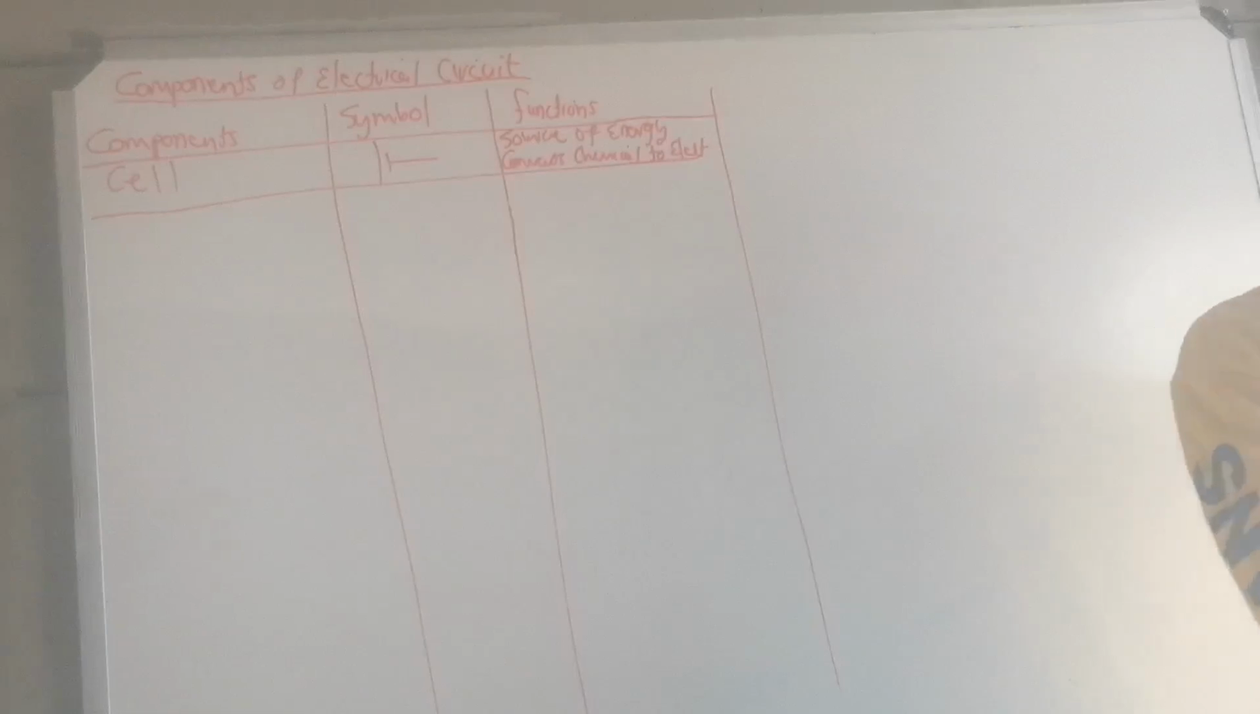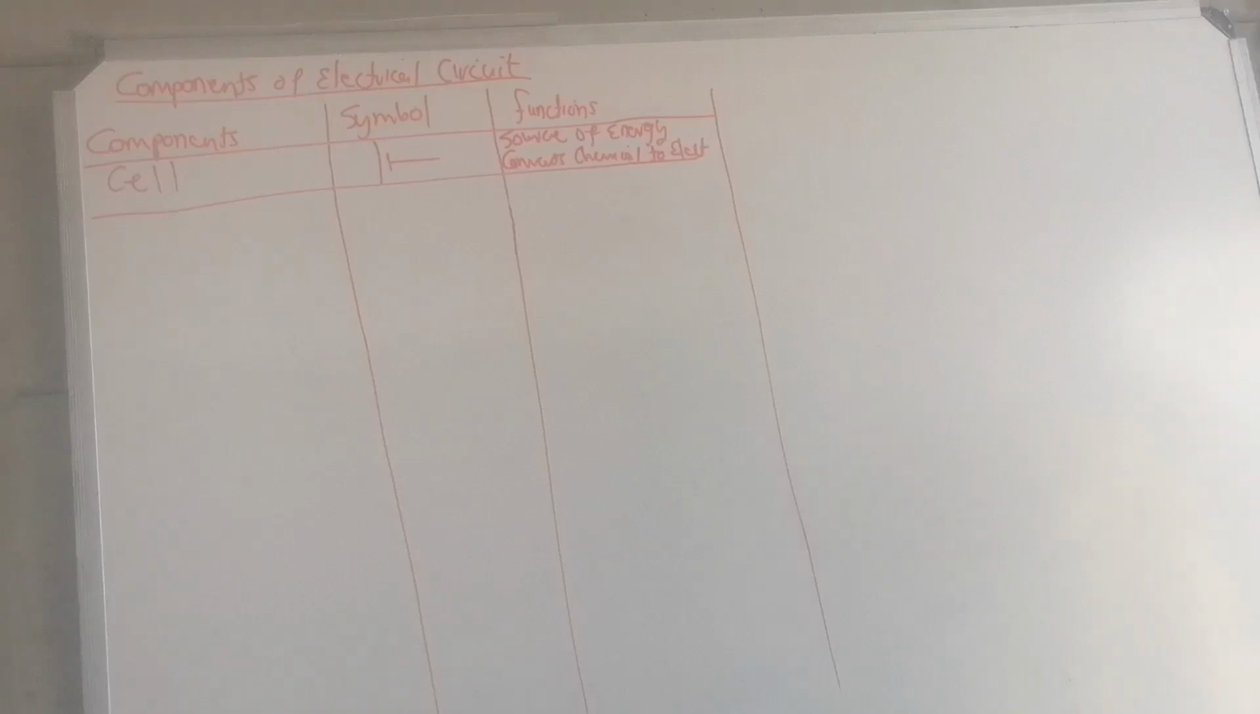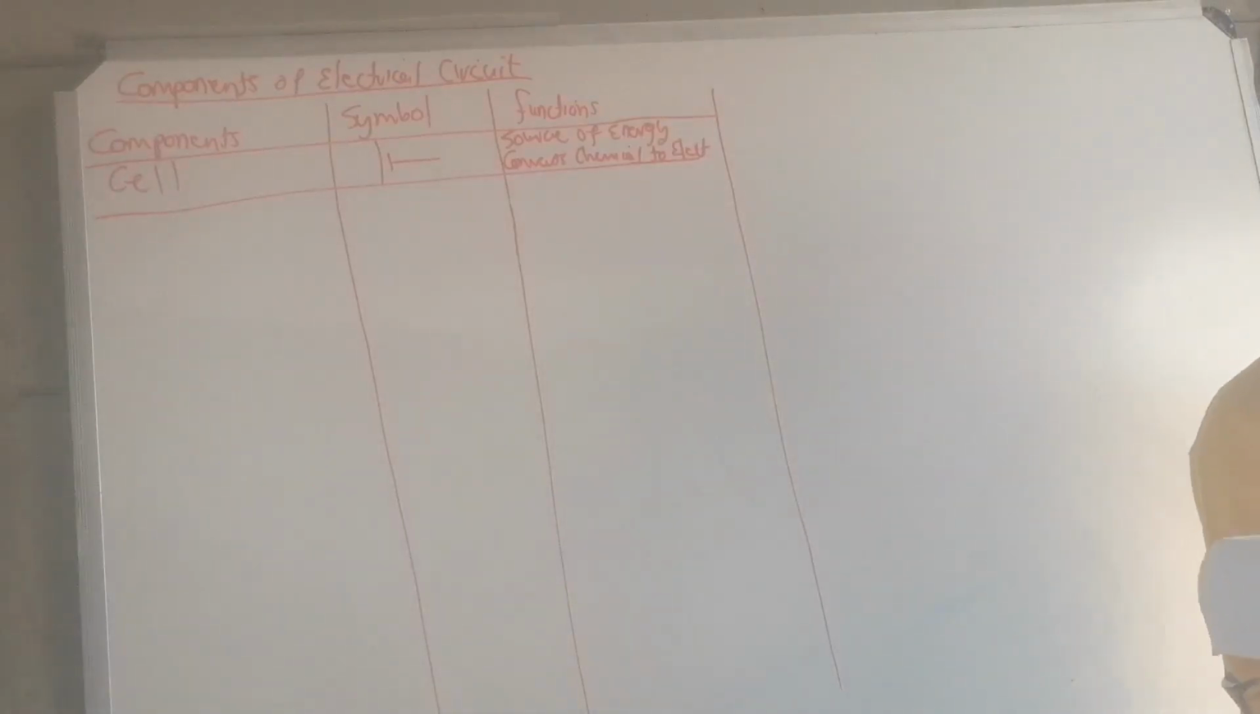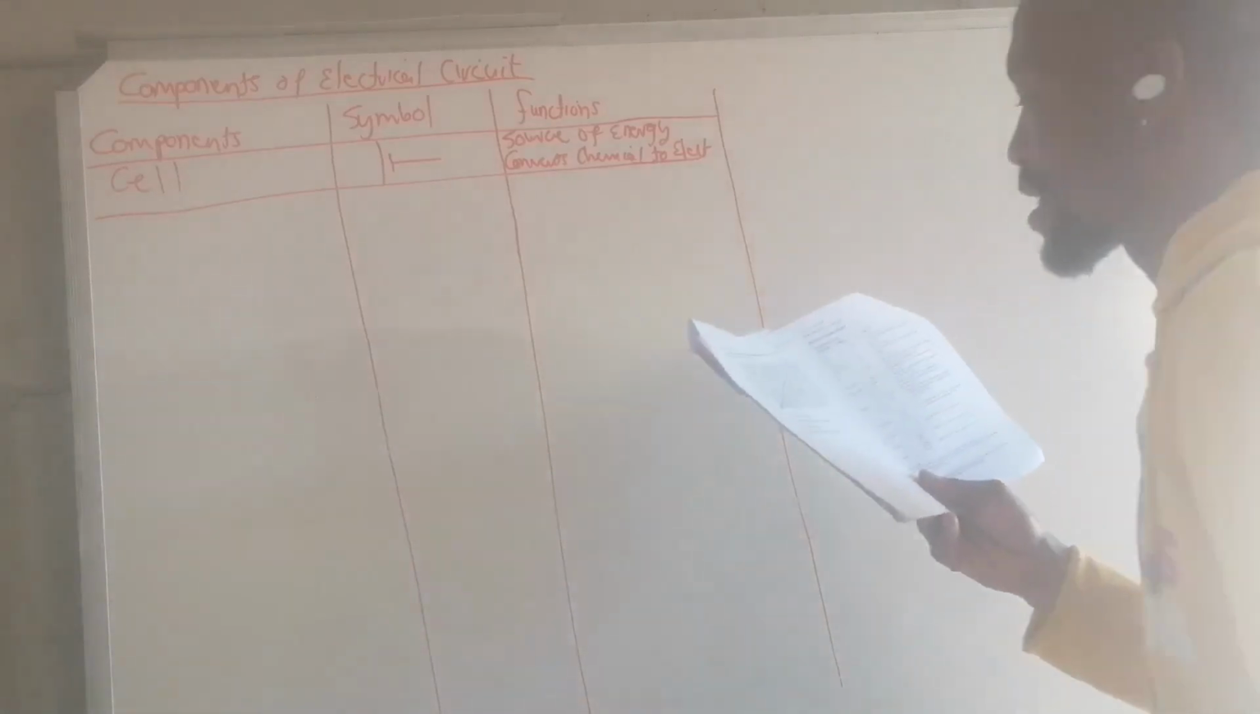We will say that a cell is a single battery. What is this cell? It is the source of energy that we are supplying to the electrical circuit, so that at the end of the day the bulb can glow or the buzzer can do whatsoever functionality it is designed to do. A cell makes this possible, because the energy has been supplied to the circuit.